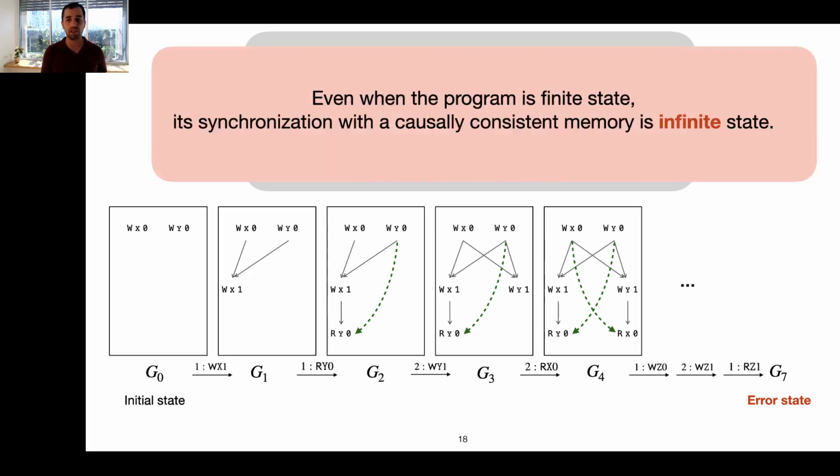The problem here is that these graphs may grow unboundedly. Even when we have a finite state program, the program may still have loops. So the transition system that we get by synchronizing the program with a causally consistent memory is infinite state. This is what makes our verification problem so challenging.